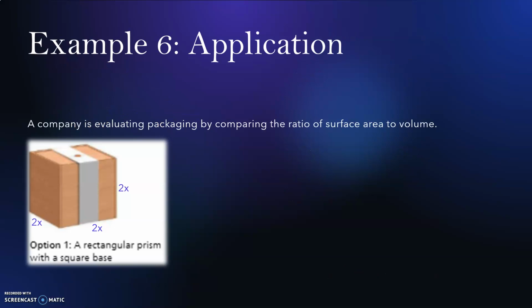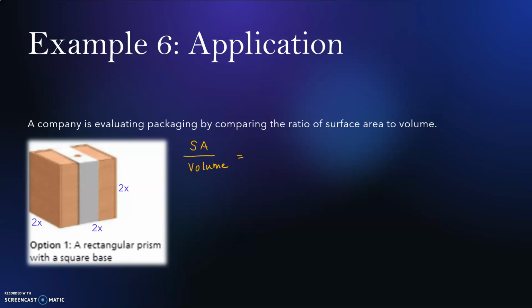This last example is an application. We are trying to decide which packaging is better in terms of surface area to volume. So we're going to start with the rectangular prism. We're going to find the surface area divided by the volume. So that's why we're using our division, because we're going to make that ratio.